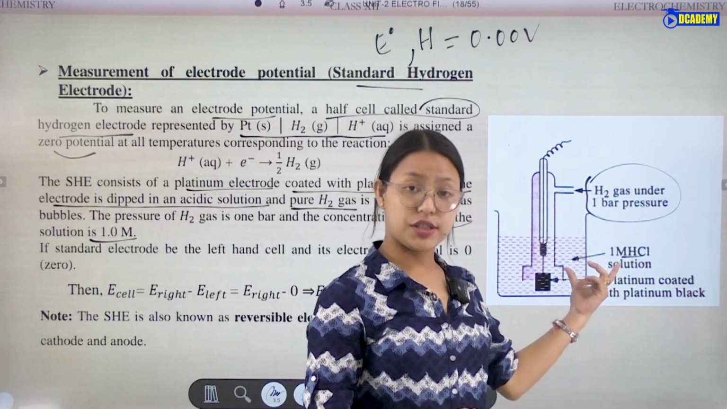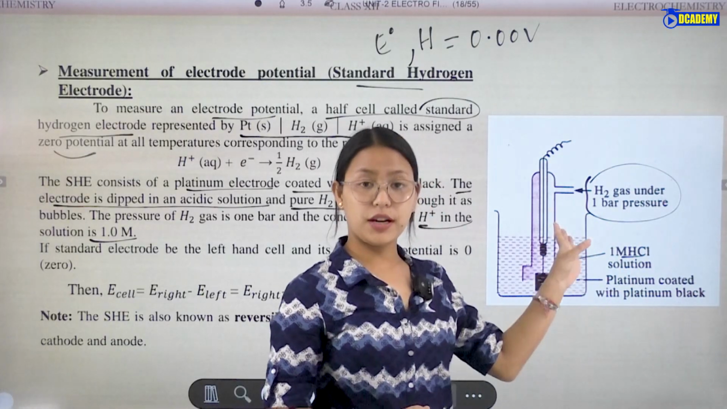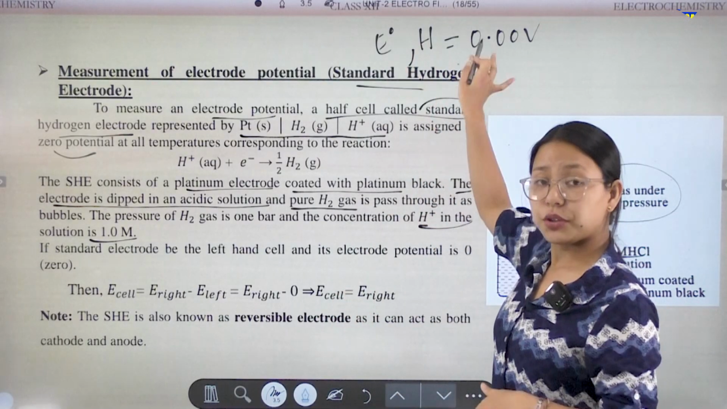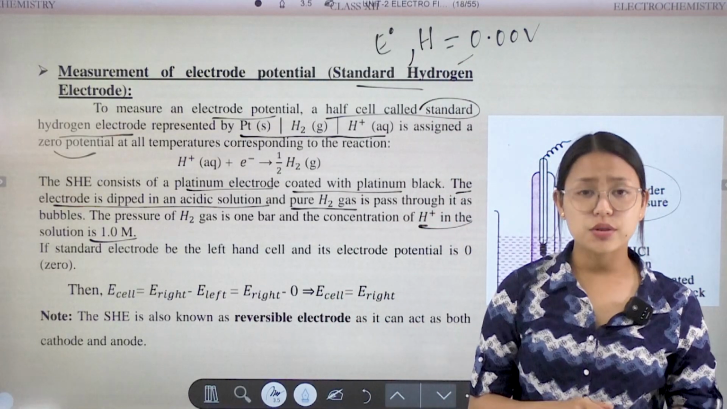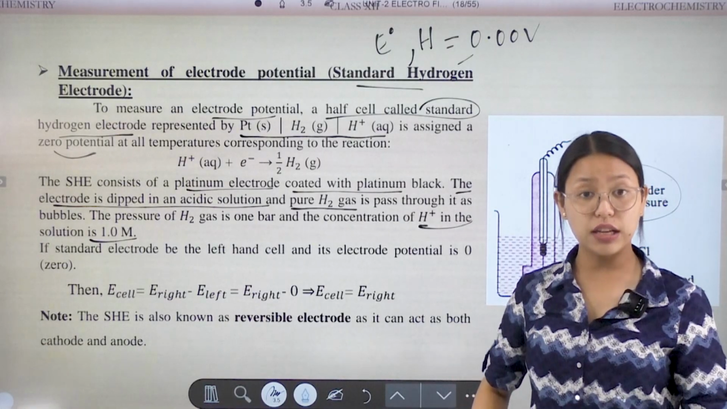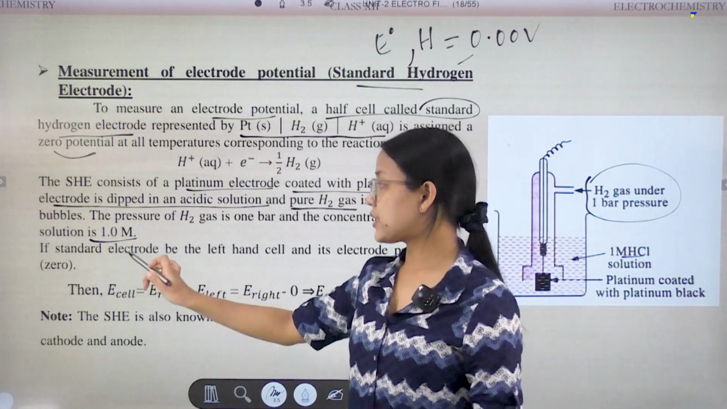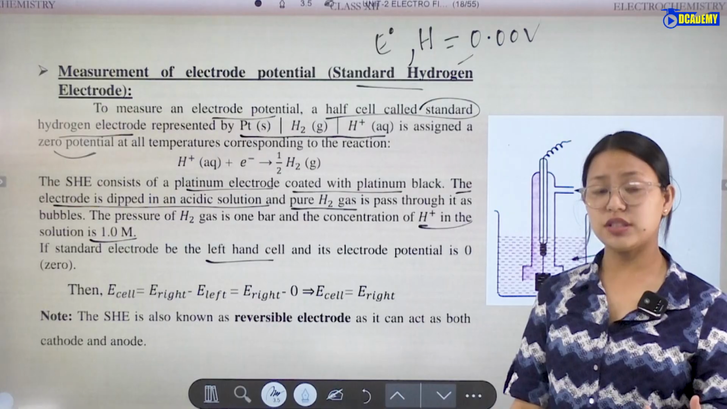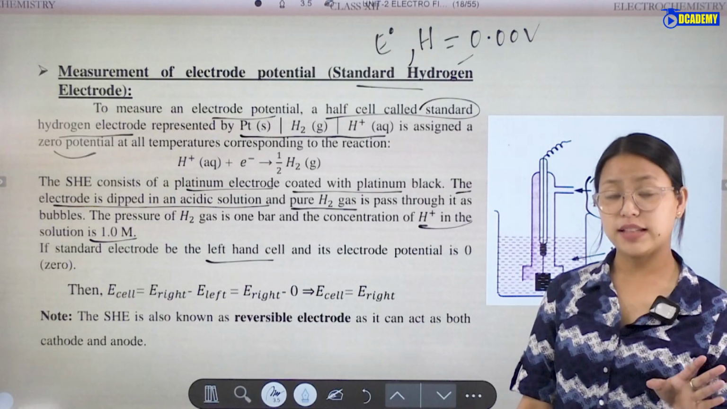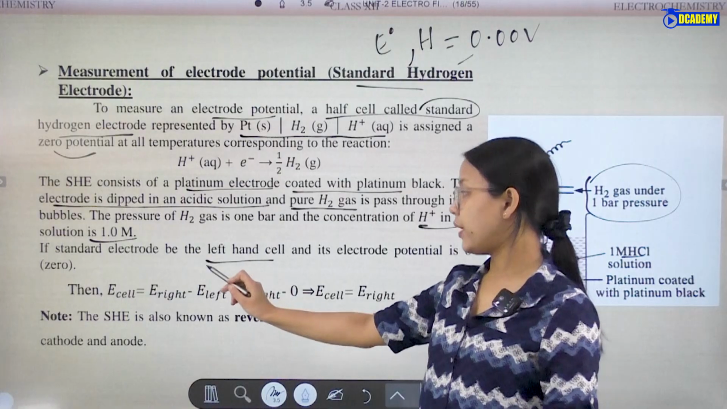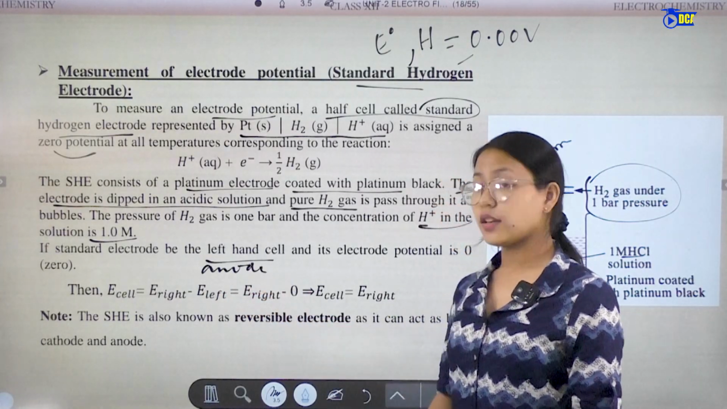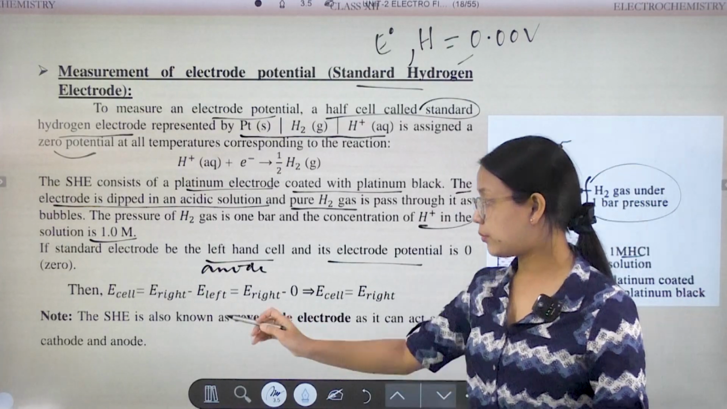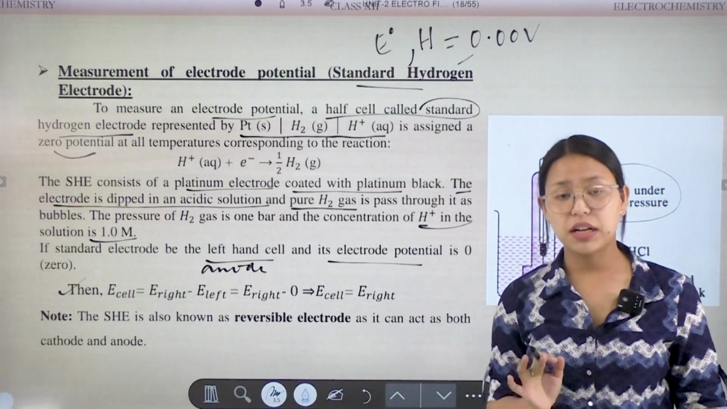Concentration of 1 molar, pressure 1 bar, it is all unity. Then the electric potential of the standard hydrogen electrode is 0.00 volt, in the electrochemical series. If the standard hydrogen electrode is the left hand cell, the left hand cell is the anode, and its electric potential is 0.